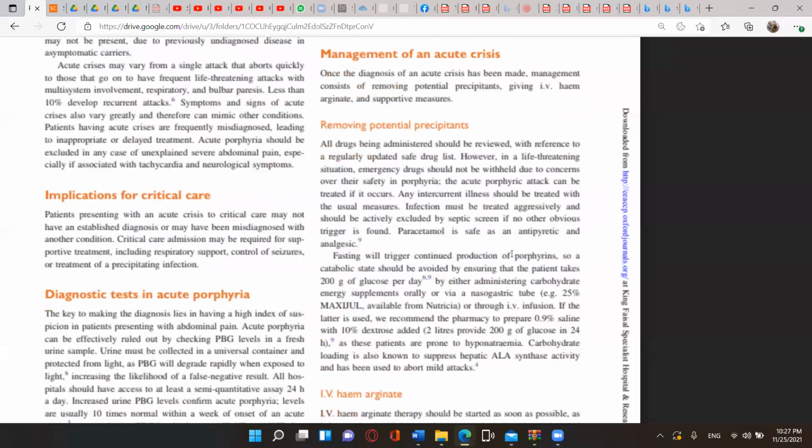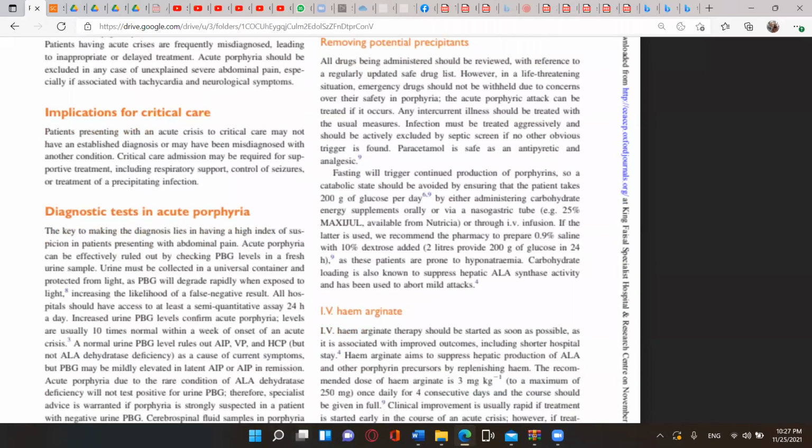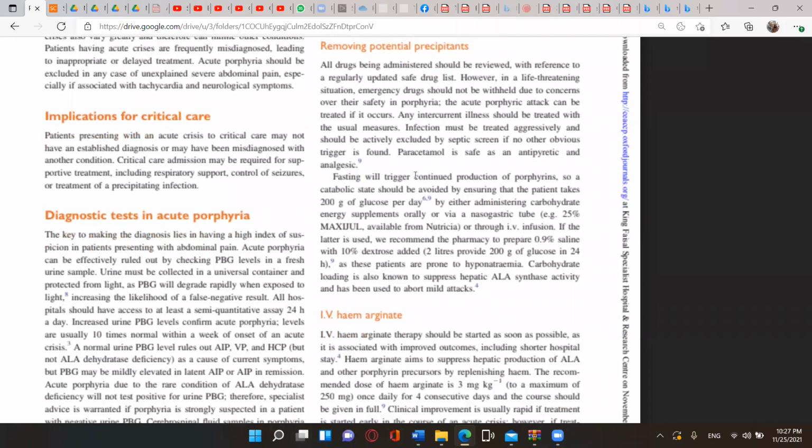Okay, so they have written here, this PBG levels again. Okay, and as I told you, whenever there is any crisis or anything, in addition to airway, breathing, circulation, the other thing will be to remove the cause. So if you are able to identify the cause, you will try to remove that cause.